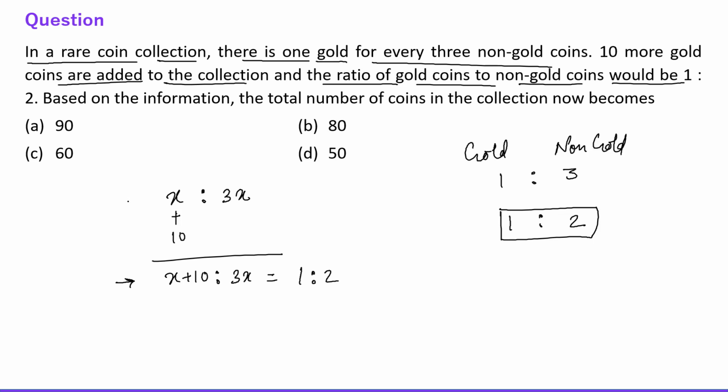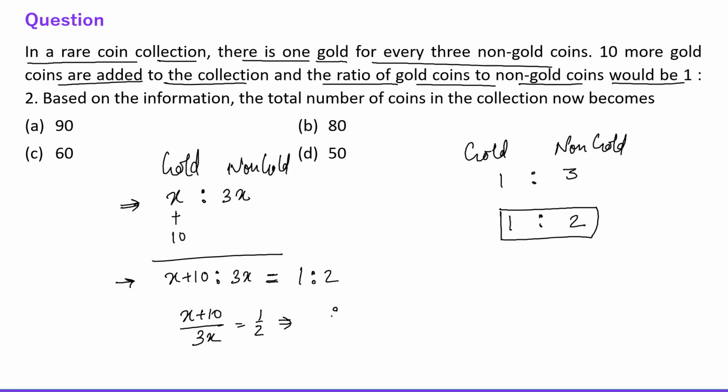Initially the ratio was x is to 3x. When we have added 10 gold coins, this is gold and this is non-gold, right? So initially it was x is to 3x. When we have added 10 gold, it becomes x plus 10:3x, which is given as 1:2, right? So just use the given information to solve this question.